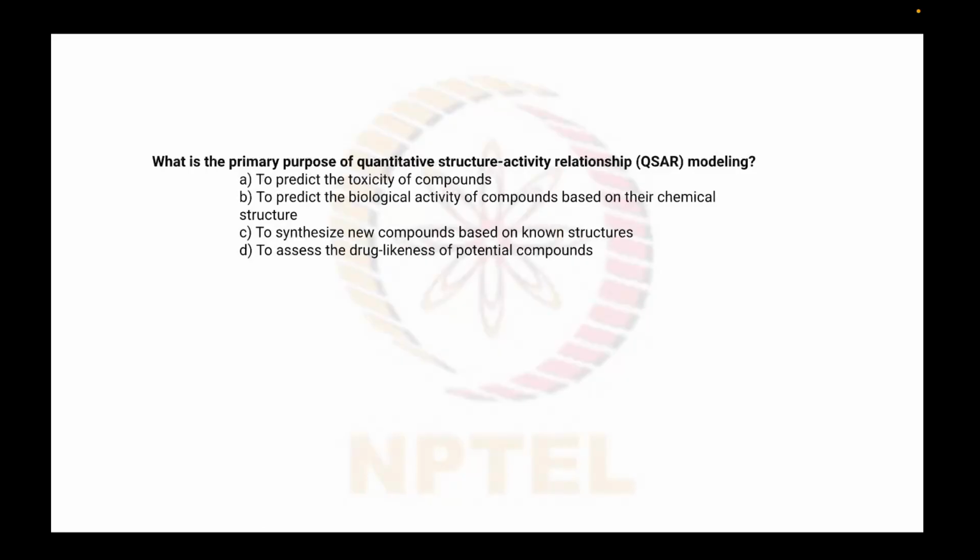So I have a few questions here. What is the primary purpose of QSAR modeling? Whether the primary purpose is to predict the toxicity of compounds, or to predict the biological activity of compounds based on their chemical structure, or to synthesize new compounds based on known structures, or to assess the drug likeliness of potential compounds.